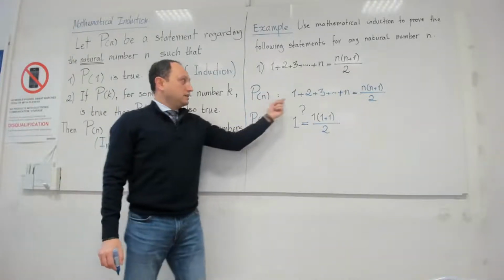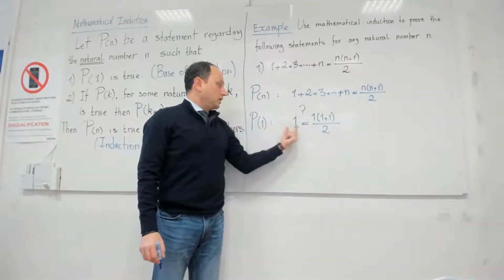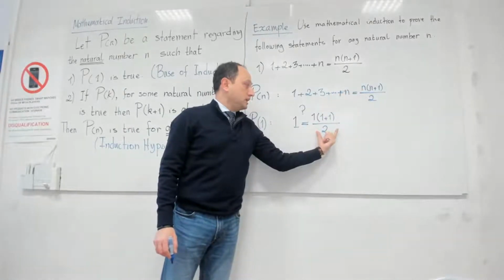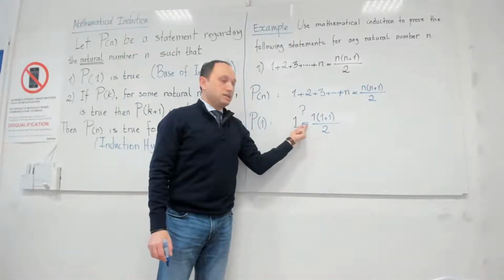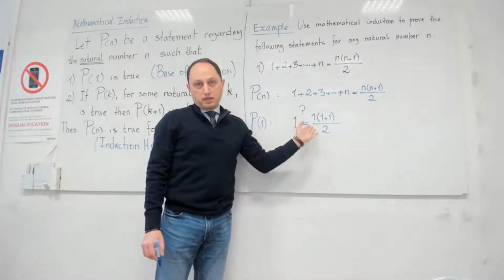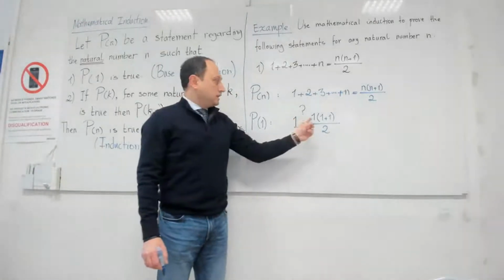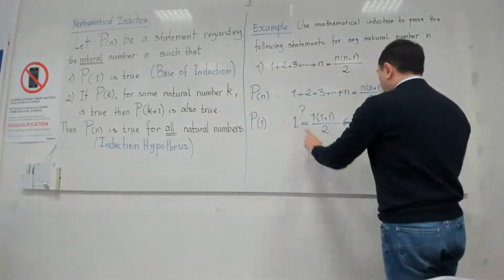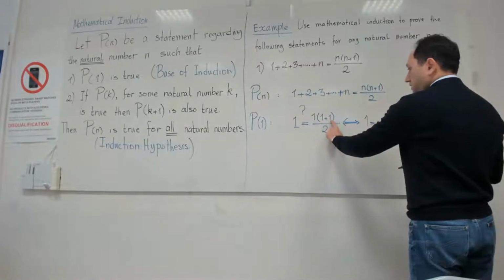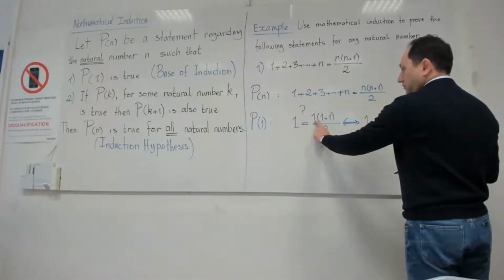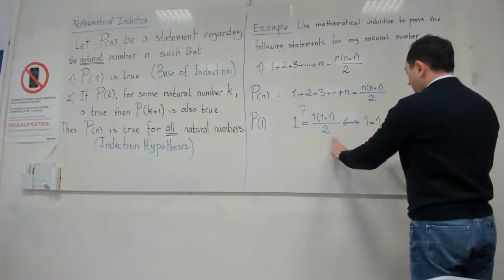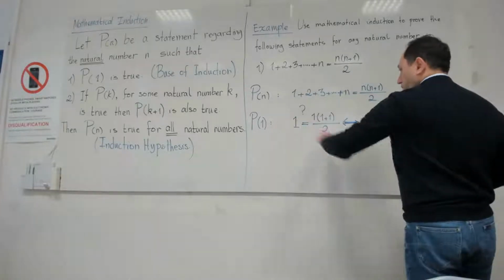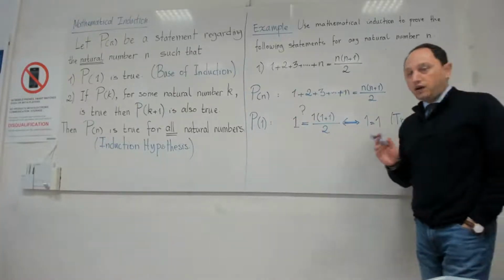The left-hand side for n equal to 1 becomes just simply 1. The right-hand side for n equal to 1 becomes this. And I ask myself, is this statement true or false? Which is clearly true, yes? Because the left-hand side is 1. This is true if and only if 1 is equal to (1 plus 1) is 2, times 1 is 2, divided by 2 is 1. So this is true. So P1 is true.